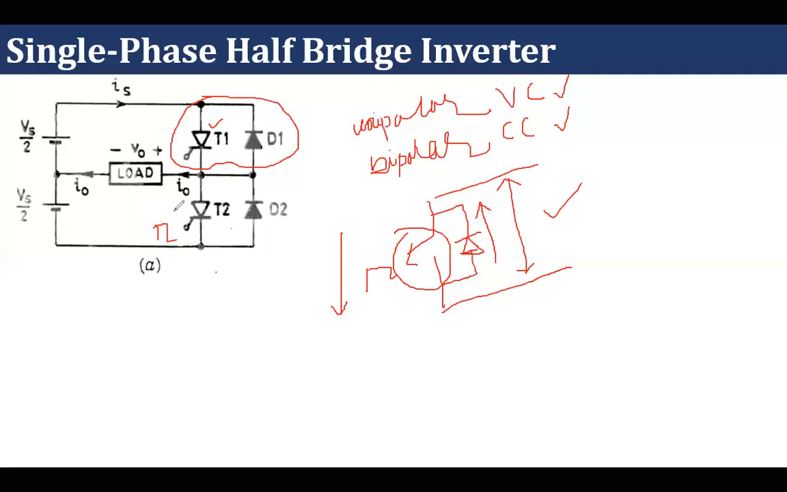Like in the case of high voltage DC transmission, we do use silicon controlled rectifiers. But in all inverters available at normal voltage level, we use either MOSFET or IGBT. But in our syllabus, SCR has been given, so we will deal with SCR only.